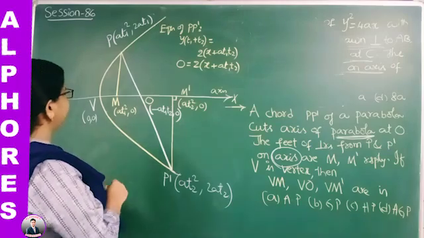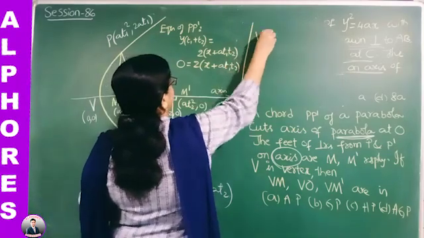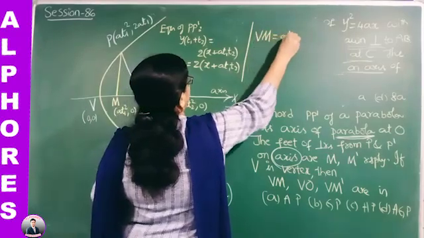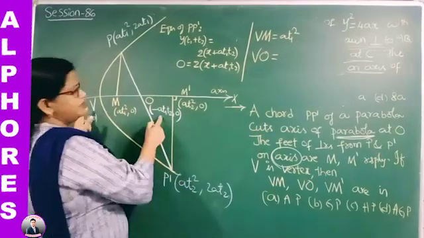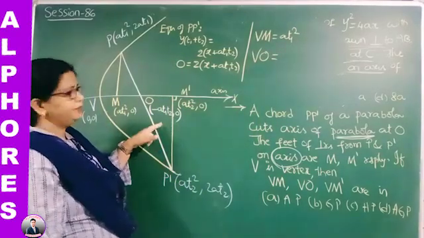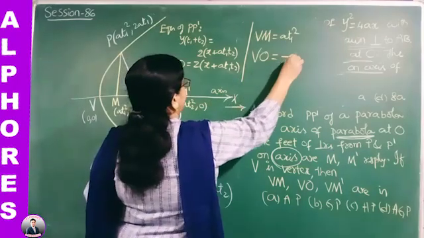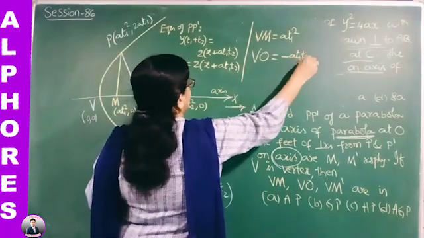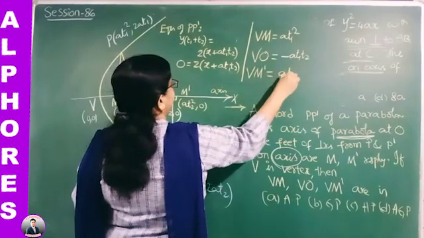What is our VM length? VM length you got is nothing but a t1 square. And next one, VO length. For VO you can make use of the mod of the value, that is a t1 t2. Or I am taking it like this itself. And next one, VM dash. This length you got is a t2 square.